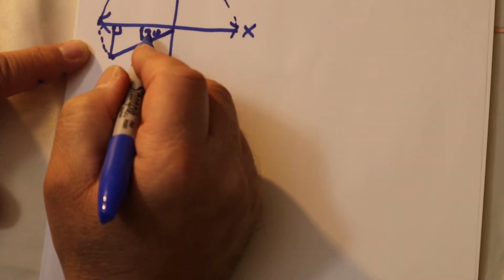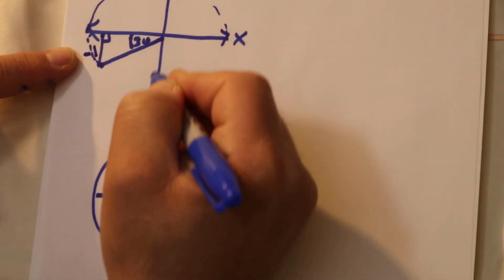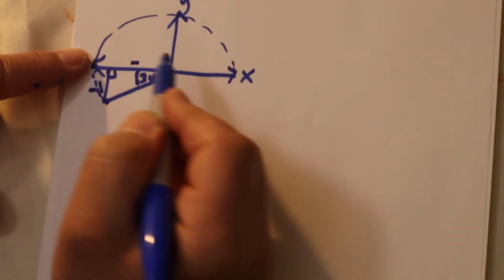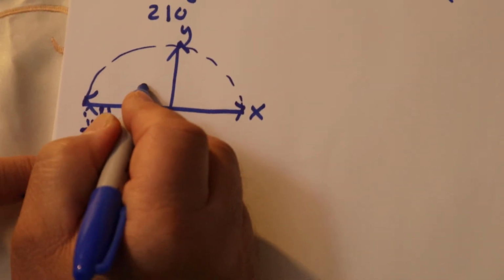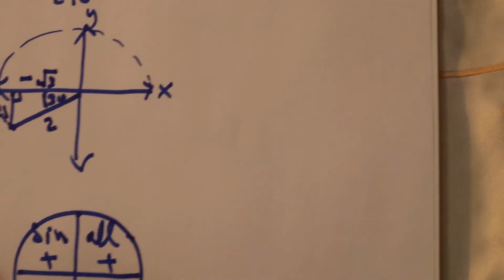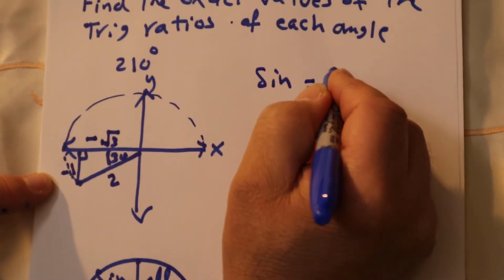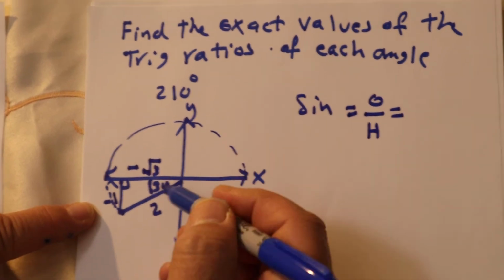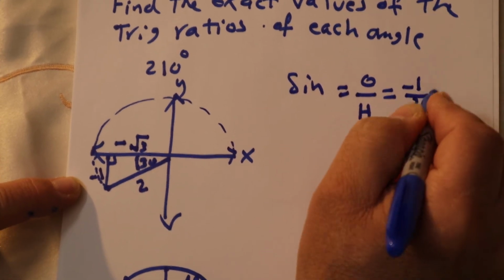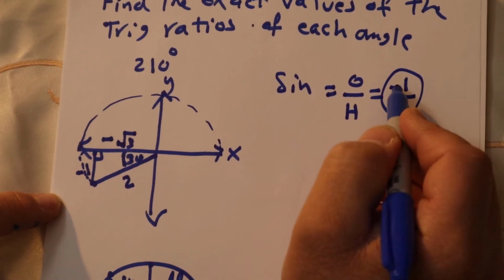So let's do that. So 30. The opposite side will be 1, and it's supposed to be -1 because it's in the negative direction. The hypotenuse will be 2, and adjacent will be square root of 3, and it must be negative because this is the negative side. Sine equals opposite over hypotenuse. Opposite, which is -1, over hypotenuse, which is 2. It's -1/2. So sine of 210, the same as sine of 30 in the third quarter, is -1/2.